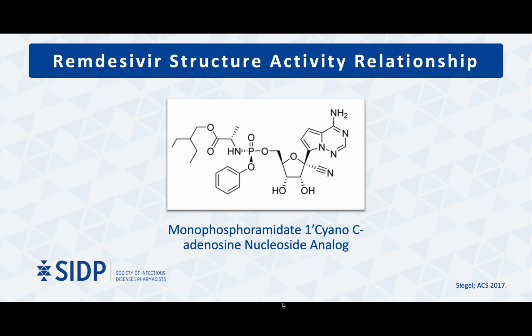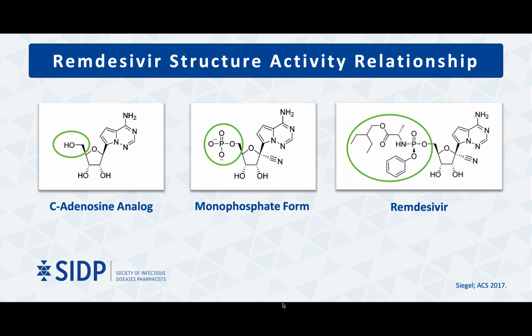Examining the molecular structure of Remdesivir, it is a monophosphoramidate 1'-cyano-C-adenosine nucleoside analog, and I'd like to highlight a few key points about the structure-activity relationship. First, let's take a look at the monophosphoramidate group. So here are 3 examples of a C-adenosine analog with various 5' carbon substitutions circled for you.